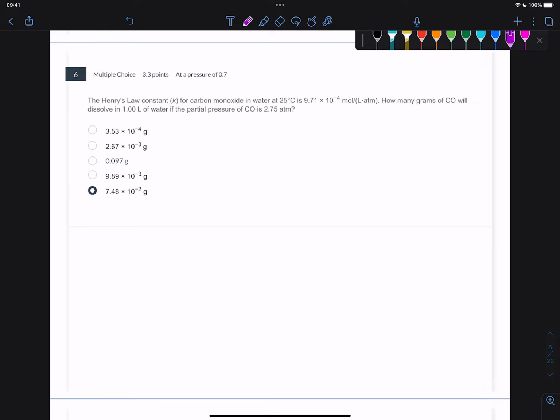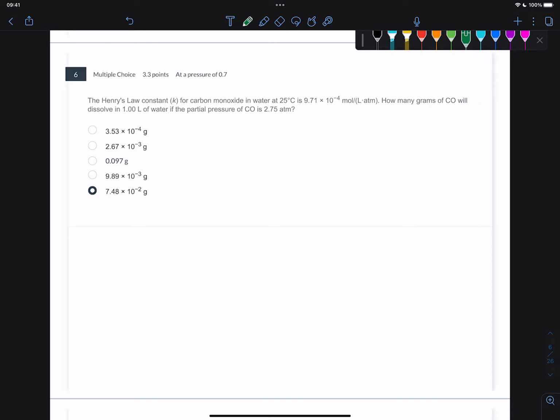Problem 6 says Henry's law constant for carbon monoxide and water, at that temperature, is 9.71 times 10 to the negative 4. How many grams of carbon monoxide would dissolve in 1 liter of water at the partial pressure is 2.75 atm? For this one, it's a Henry's law problem.